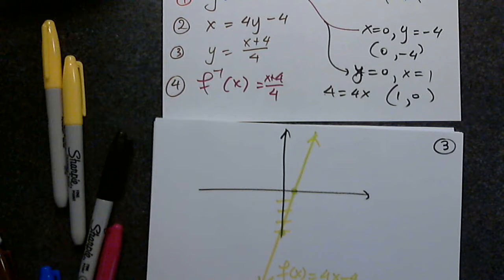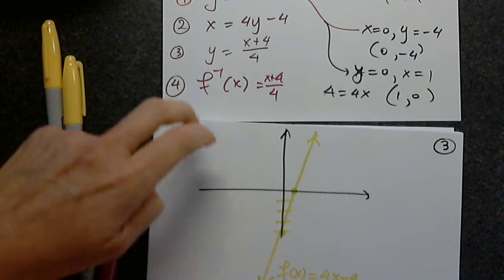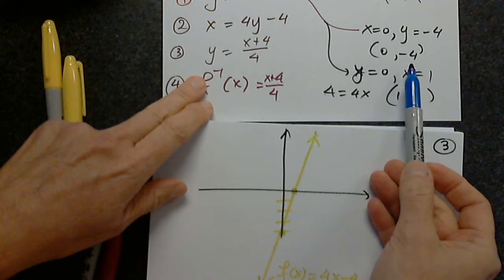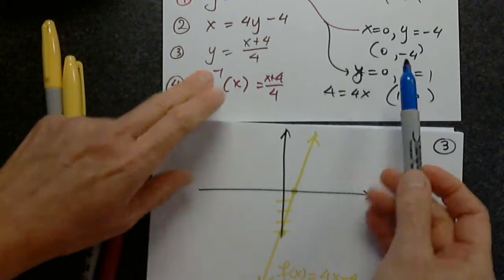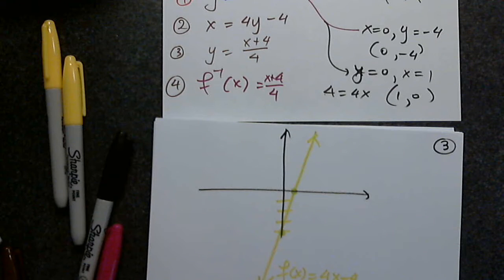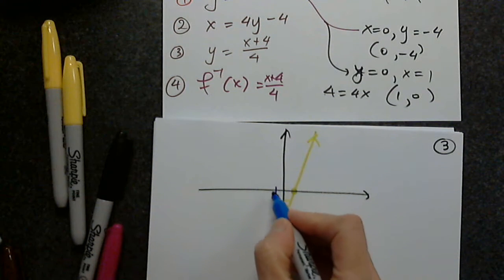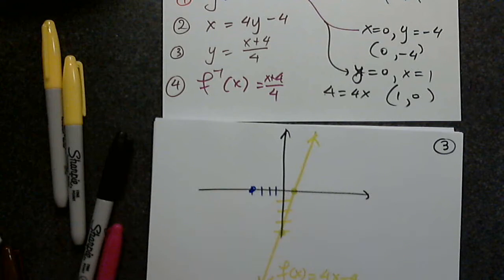Yes, with no calculations it's possible. The function has (0, -4), so the inverse has (-4, 0), right? If the function takes 0 to -4, the inverse function will take -4 to 0. Correct. So this point is going to be here. And the other one? Very good, (0, 1).